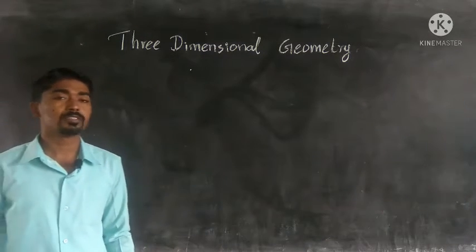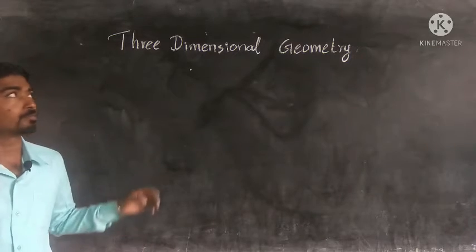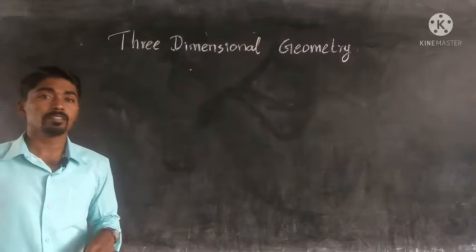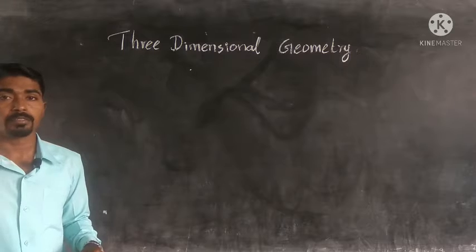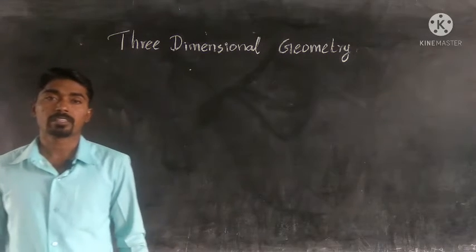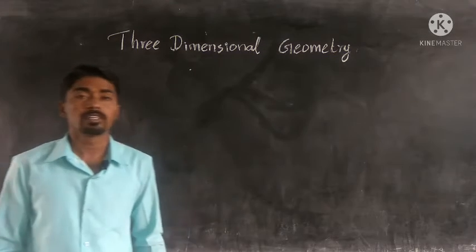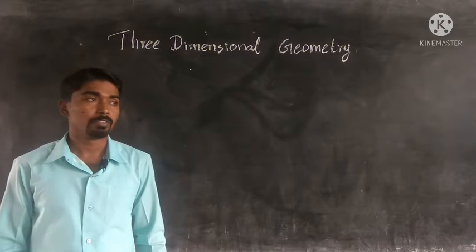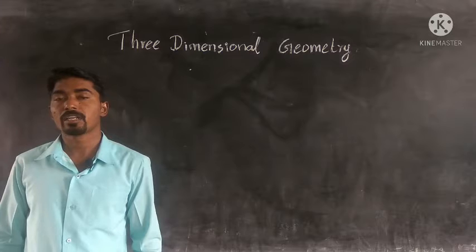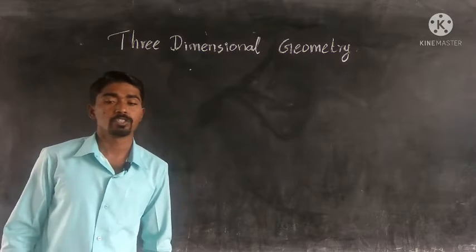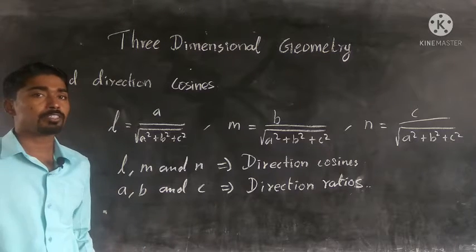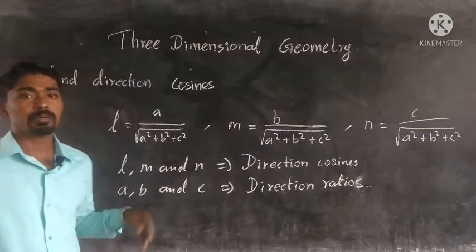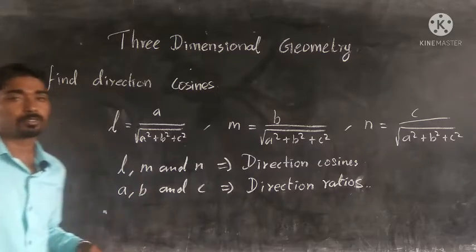Today we are going to learn some basic formulas from chapter 11, three-dimensional geometry. In vector algebra we have learned some basic concepts of vectors. We will now use vector algebra in three-dimensional geometry. How will you find out direction cosines by using direction ratios?